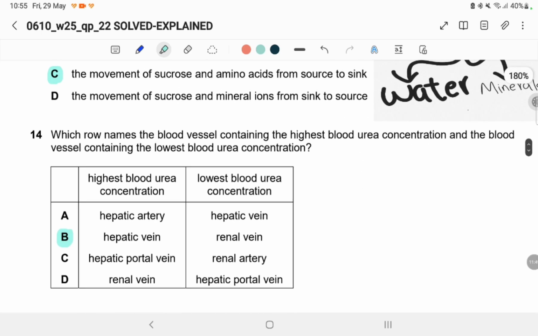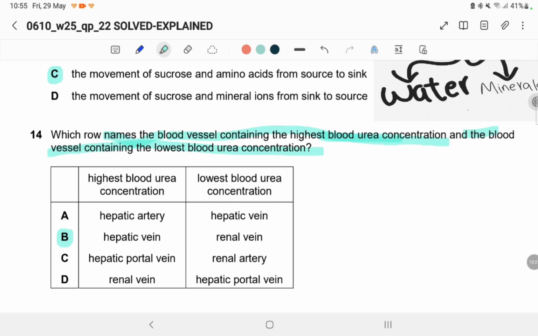Now question number 14. Which row names the blood vessel containing the highest blood urea concentration and the blood vessel containing the lowest blood urea concentration? Be careful. You're thinking this is a tricky question. No, if you studied well, it's very easy. Basically the highest blood urea concentration is in the hepatic vein, and that hepatic vein is flowing containing what? Deoxygenated blood. And the lowest blood urea concentration will be in what? It will be the renal vein.